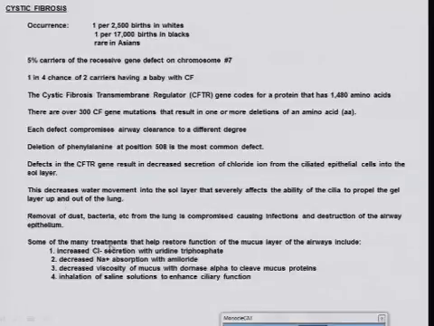Different ways of treating and helping restore function in the mucus layer and airways include increased chloride secretion with uridine triphosphate. So pharmacologically, they can help that secretion of chloride. They can decrease the sodium absorption with amiloride. So once again, trying to get sodium within there. So usually sodium reabsorbs at different levels.